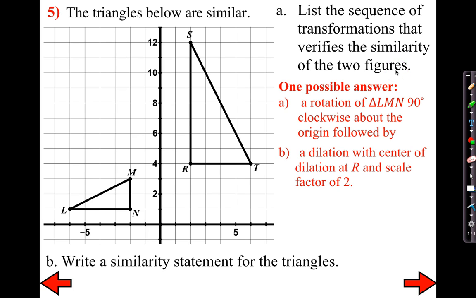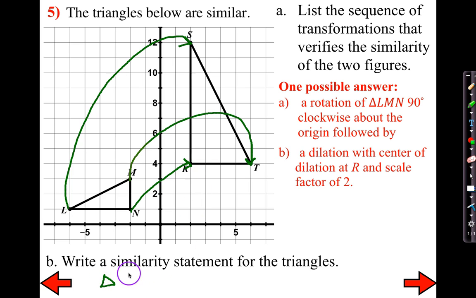So now it's asking me to write a similarity statement for the triangles. Again, it's very important that you make sure the corresponding vertices are matching up as you write your similarity statement. So I'm going to go ahead and match them up real quick. I'm going to say L corresponds to S, M corresponds to T, and N corresponds to R. And for those reasons, I can go ahead and put triangle LMN is similar to triangle.